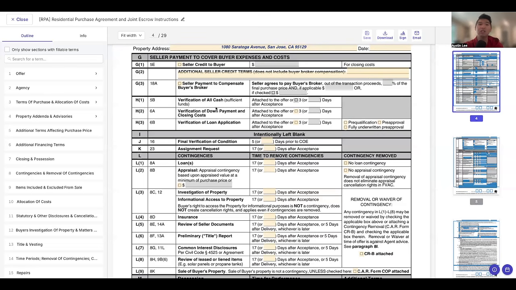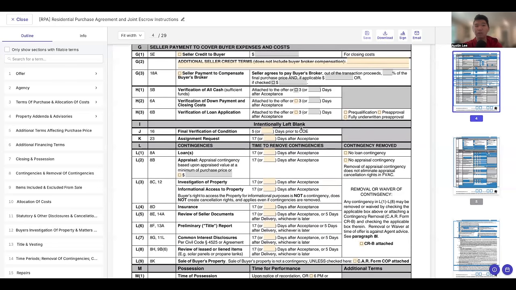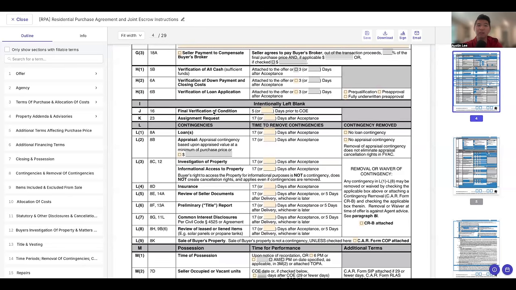So all cash, you probably need a bank statement or snapshots of your stocks. Verification of down payment and closing costs, same thing. Verification of loan application, you can have a pre-approval letter. That's the most standard way to prove that you qualify for the loan. All right, section J here is the final verification of conditions. So this is pretty much the final inspection that you have as a buyer to verify, hey, this house is okay, I want to go through with this property.